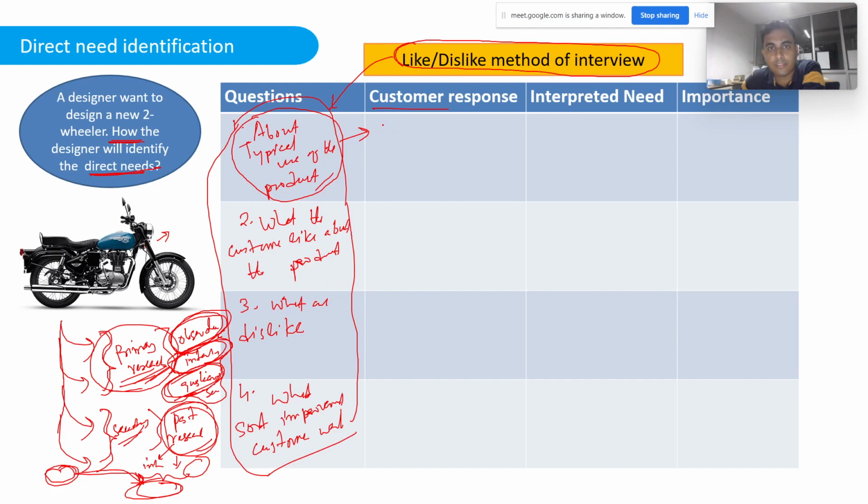So we have to provide the customer's perspective or the questions that we need to ask. No, you need to provide customer responses. Just behave as a customer, and I am asking you the questions. Okay. So I'm a designer, for example, and I want to design a new two-wheeler, and you are someone who is using a two-wheeler, and now I want to benchmark your bike. Consider your bike if you have one, and then I'm asking you this question. What do you think is the typical use of your product?